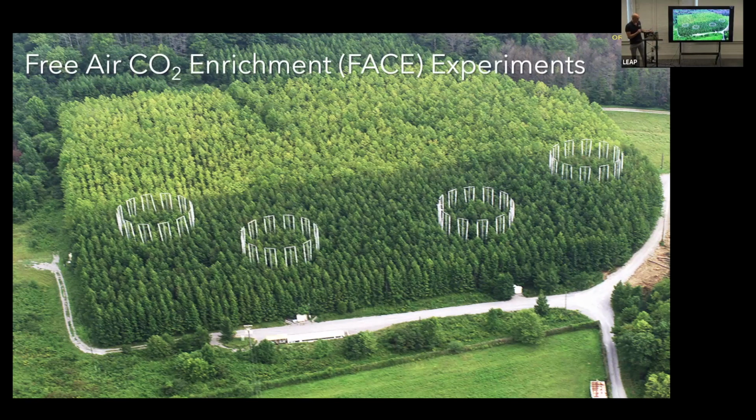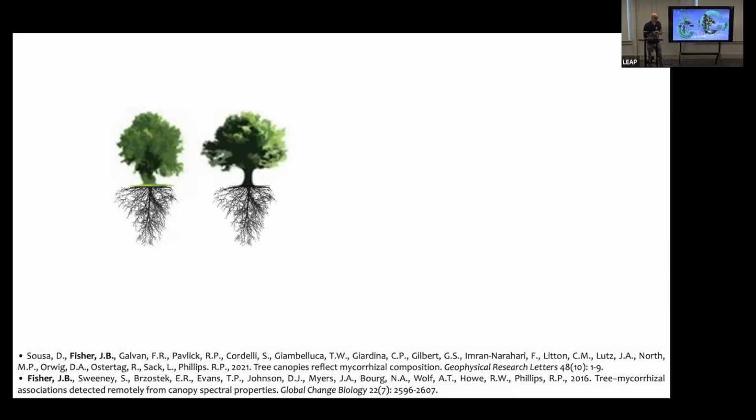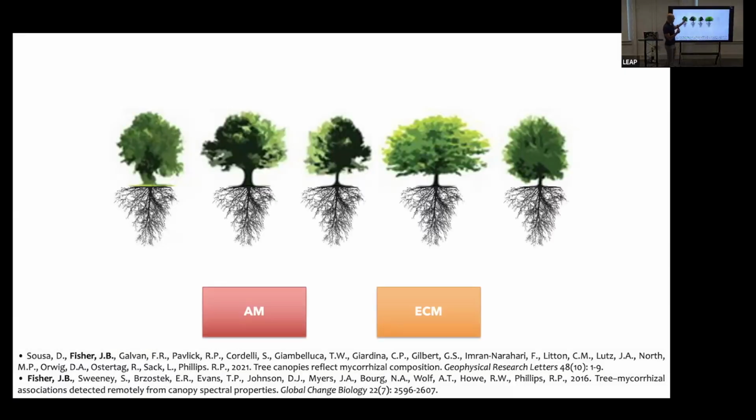And what we were finding is that as ecosystems ran out of nutrients, they stopped taking up CO2. However, there were some of these experiments that were running out of nutrients and kept taking up CO2. And we could not figure this out for years. And it turns out that different tree species will have a symbiotic relationship with a mycorrhizal fungal type, either arbuscular mycorrhizal or ectomycorrhizal fungi.